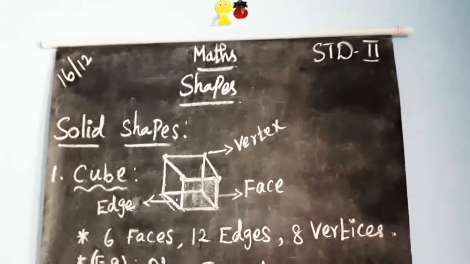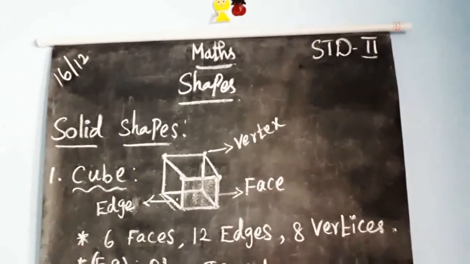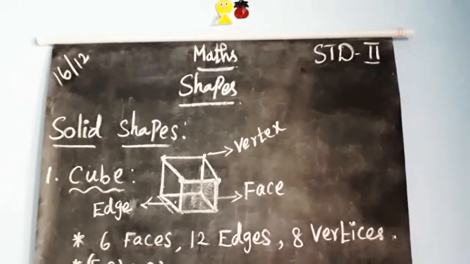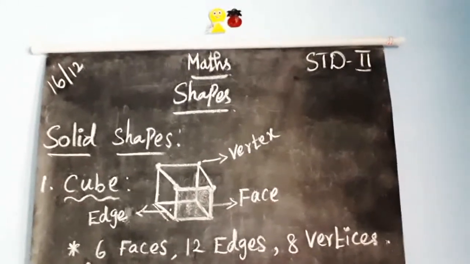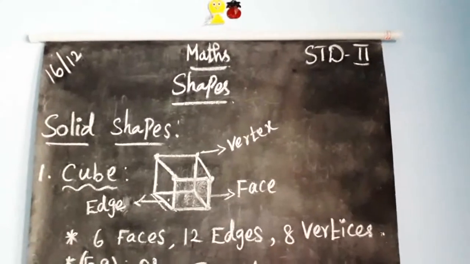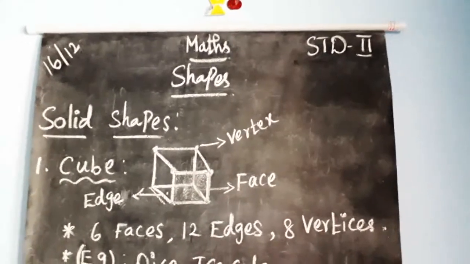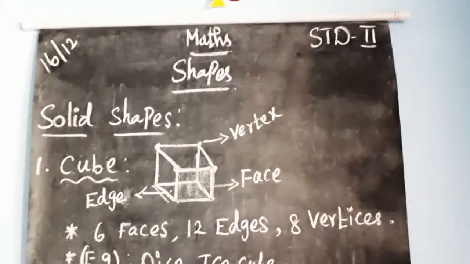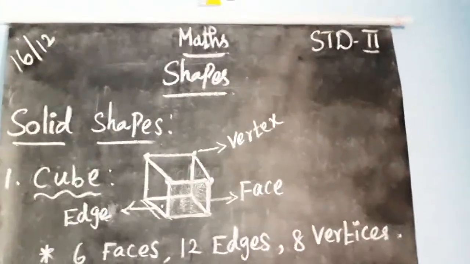In the last class we learned about plane shapes. What are the plane shapes? Yes: square, rectangle, triangle, circle, oval. They are plane shapes. I hope you have learned the plane shapes.